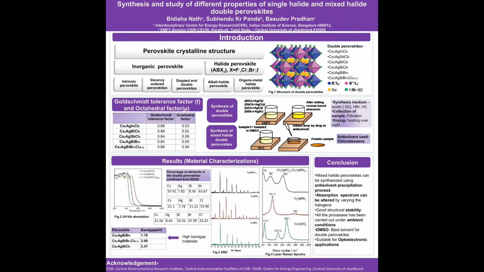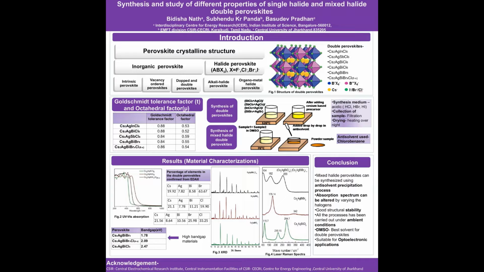So this is the basic structure of the double perovskites. They are a promising step towards lead-free and stable perovskites. It has a basic structure of A2 B' B'' X6. The octahedra related to B' and B'' are alternatively arranged.